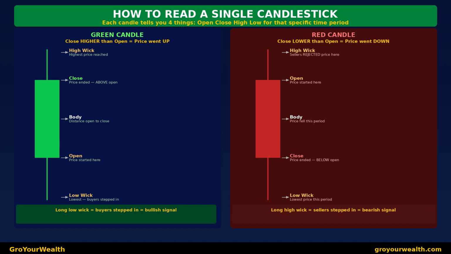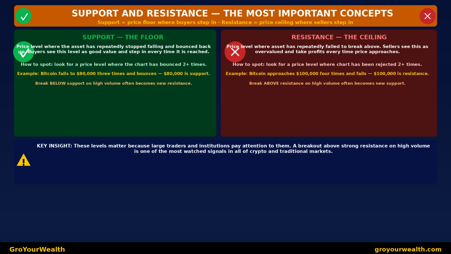A long wick above a red candle is significant. It means the price attempted to go higher but was rejected and fell back down. A long wick below a green candle means the price attempted to fall but buyers stepped in and pushed it back up. 2 of the most important concepts in any chart are support and resistance.